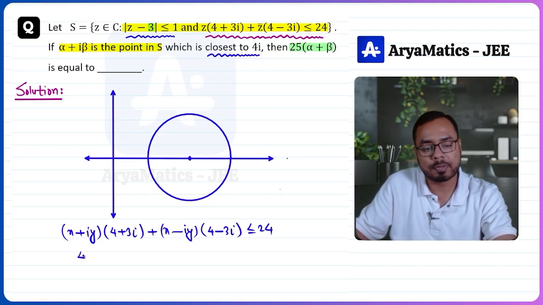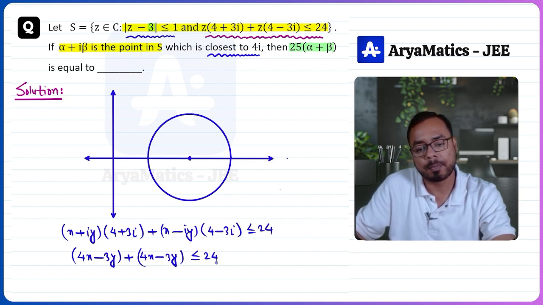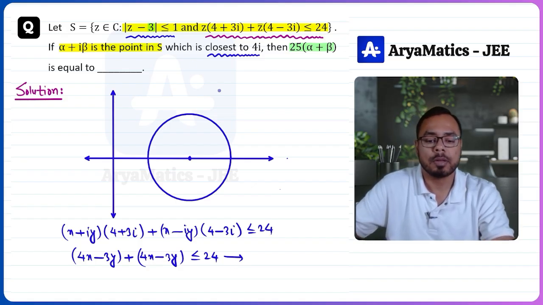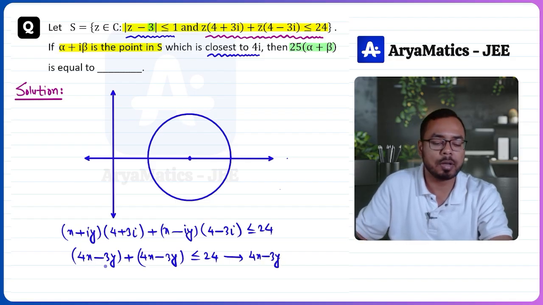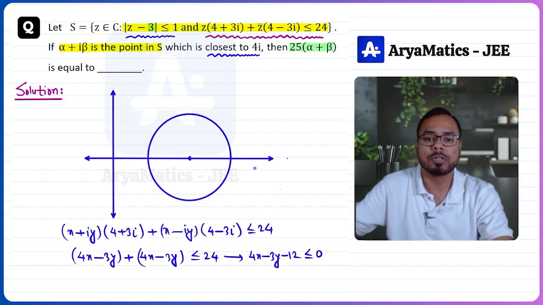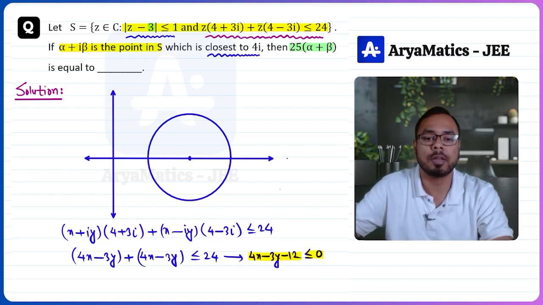You will get the real part as 4x minus 3y. If you want, you can write the imaginary part also, but it will cancel from the two terms. Similarly, 4x, and from here you will get minus 3y. This is less than or equal to 24. So from here we are getting this locus: 4x minus 3y, 2 we can take common and then we can cancel, so minus 12 less than or equal to 0. So this is the locus that we are getting, 4x minus 3y minus 12 less than or equal to 0.